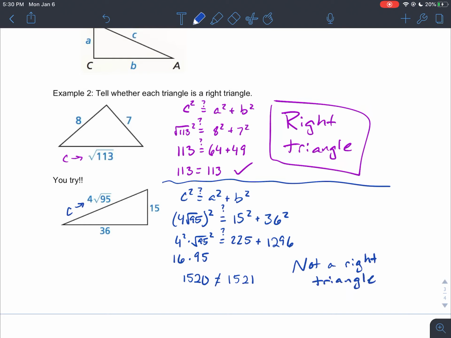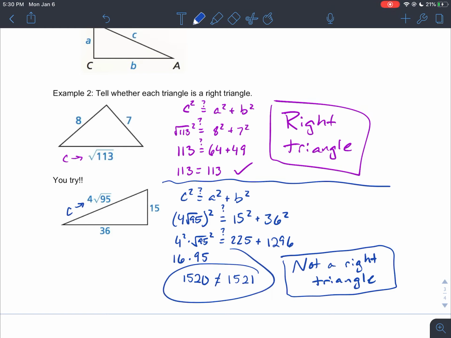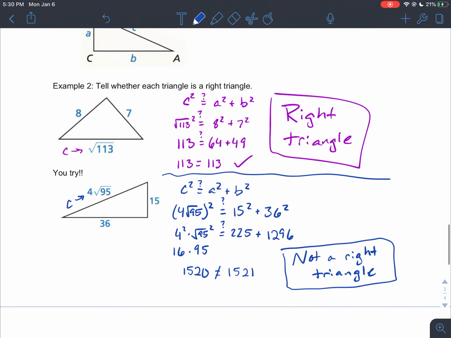So on these questions, when it says tell whether each triangle is a right triangle, all you're doing is plugging the numbers into the Pythagorean theorem. Use the biggest number for c, and if it makes an equation that works, then yes, it's a right triangle. If it gives you two numbers that are not equal, then it's not a right triangle. That's how the converse to the Pythagorean theorem works.